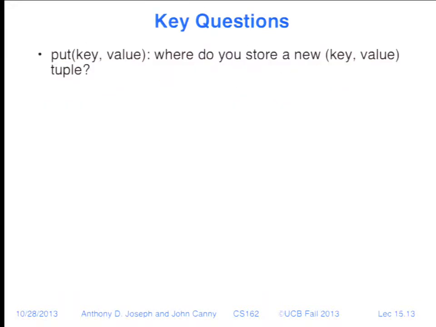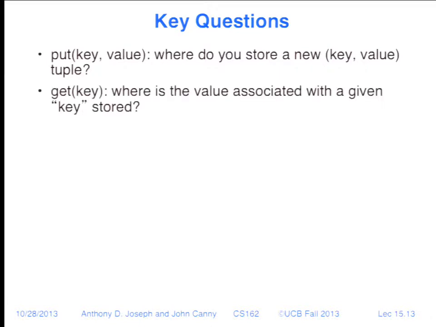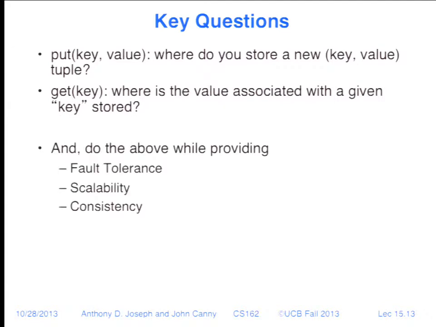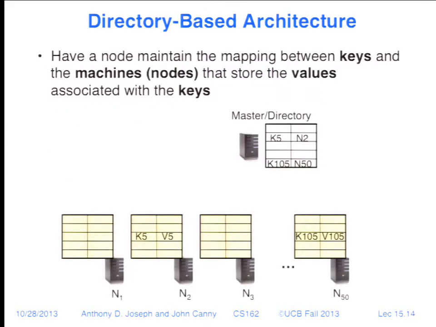Okay, so we have these simple operations that we want to execute, but we have a lot of degrees of freedom because it's a big distributed system. And at the same time as keeping this simple interface, we want to make sure that we have a lot of robustness built into the system. So the simplest way to do this is to maintain a master directory that's keeping track of where the different values are stored. And nodes then can directly query that master node. They only need the address of the master.